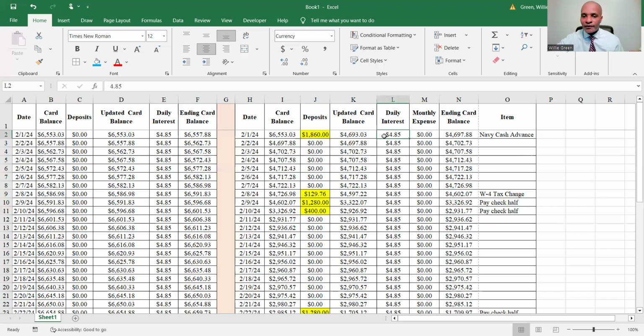I'm also paying the interest, but I do not have any monthly expenses. And the ending balance for that particular day was $4,697.88. Now, if I didn't put anything toward it, it would have ended up the same with an additional $5 in interest. But because I had that Navy Federal cash advance, that helped me to bring down the balance significantly. So for the next few days, I'm going to end up with a much lower balance than if I had not done anything at all.